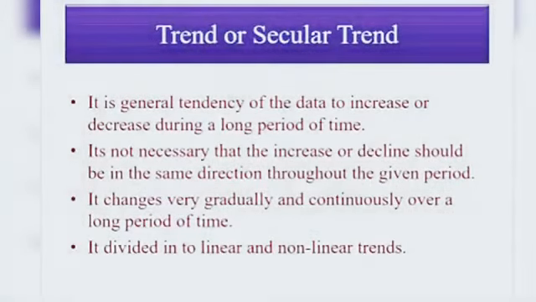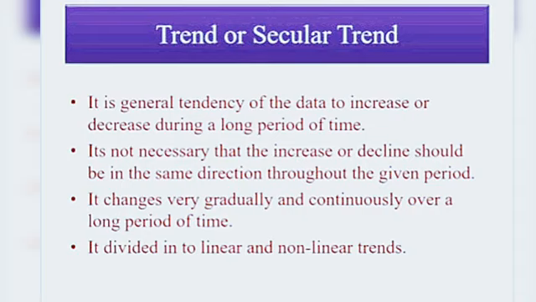Now we discuss the components of a time series one by one. The first one is the secular trend or long-term movement. It is simply denoted as trend. The secular trend is the general tendency of the data to increase or decrease during a long period of time. It is the general, smooth, long-term and average tendency.